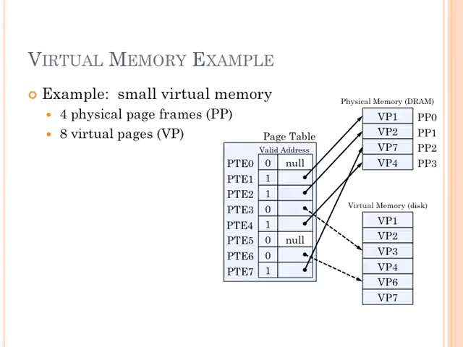Okay, here's a really simple example. We have a virtual memory here where we have 8 virtual pages. I mean, we're just like swimming in the memory here. And we have 4 physical page frames, which I'll also just call physical pages for simplicity.